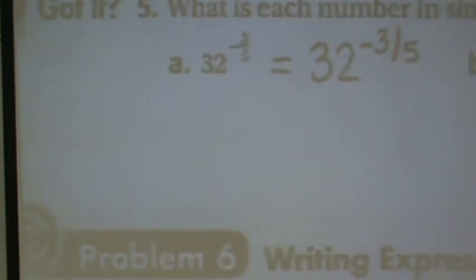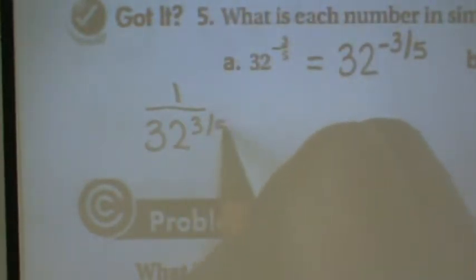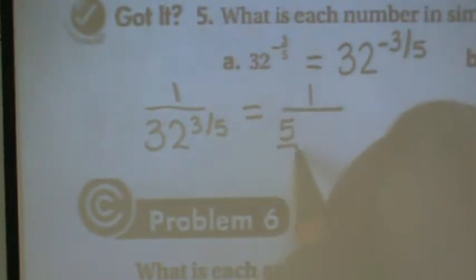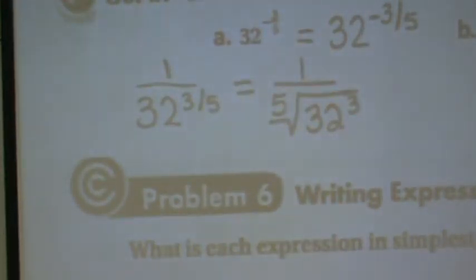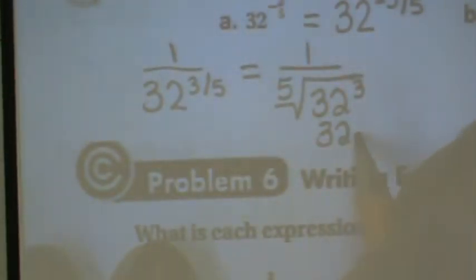Okay, so first, how do you deal with the negative exponent? 1/32 to the 3/5. Okay, so can you rewrite this? 1/5 root of 32, but I have 3 of them. I have 3 32s. I have a 32, a 32, and a 32.